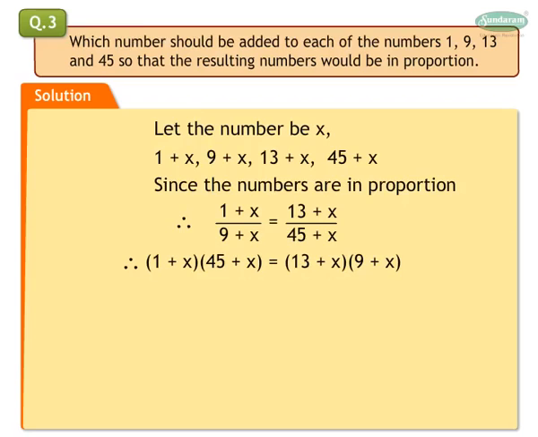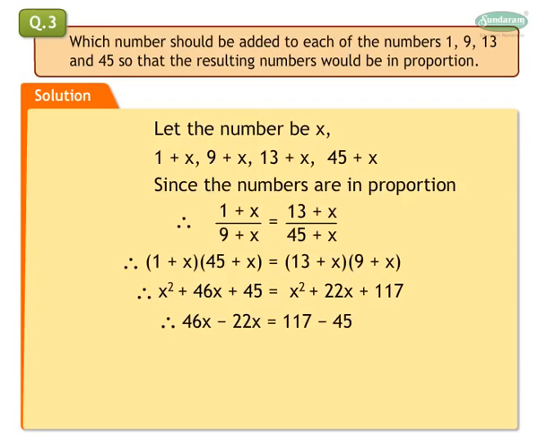Therefore, now opening the bracket we get, x square plus 46x plus 45 is equal to x square plus 22x plus 117. Bringing like terms together, we get 46x minus 22x is equal to 117 minus 45. Therefore, 24x is equal to 72. On solving, we get x is equal to 3. Hence, the number to be added is 3.